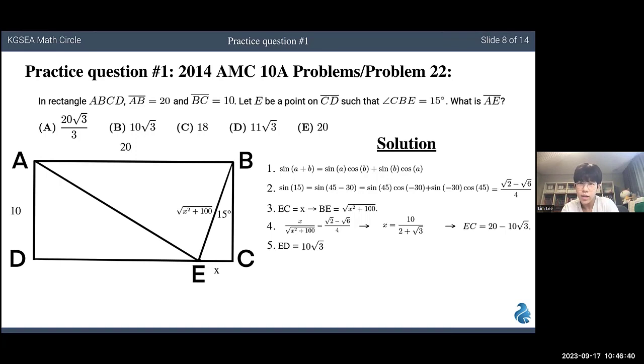Finally, ED is equal to AB minus EC, which equals 10 root 3. Then we can finally find AE with the Pythagorean theorem on triangle ADE. And finally, we can see that our problem has the answer of E, which is 20.